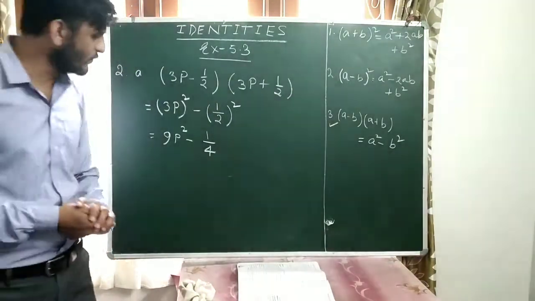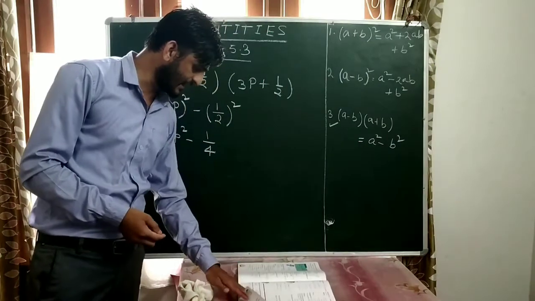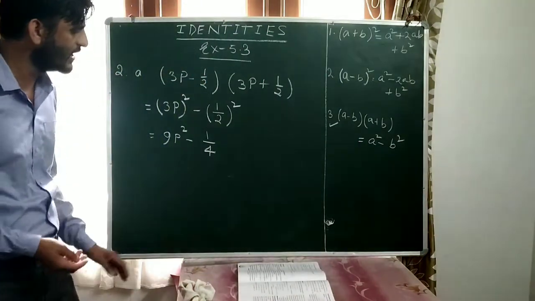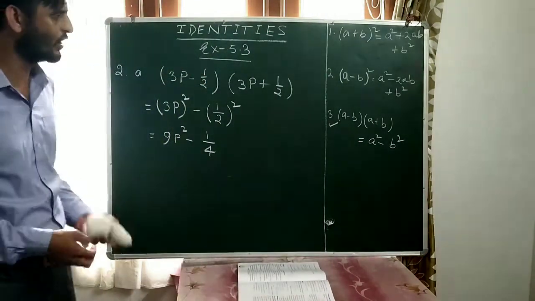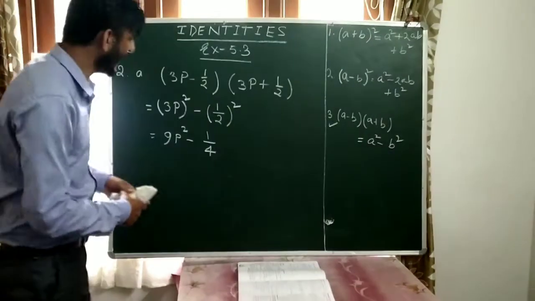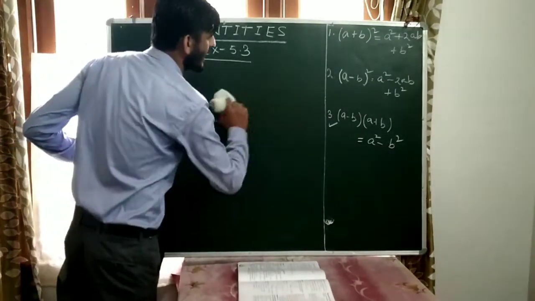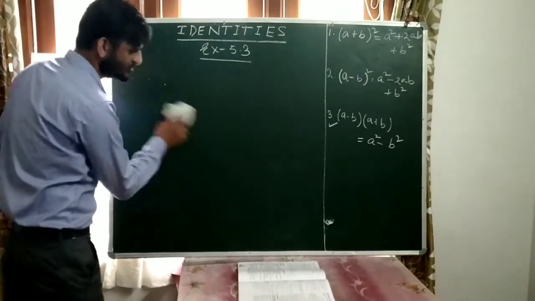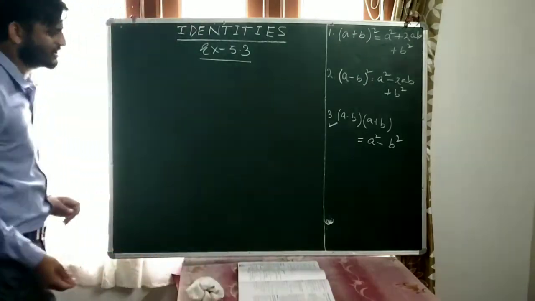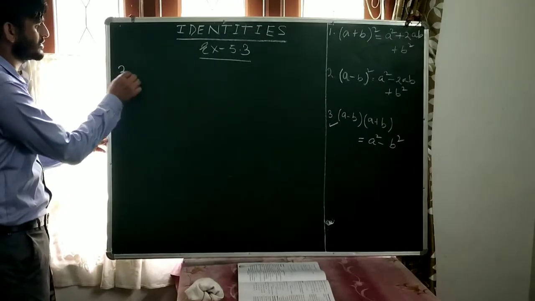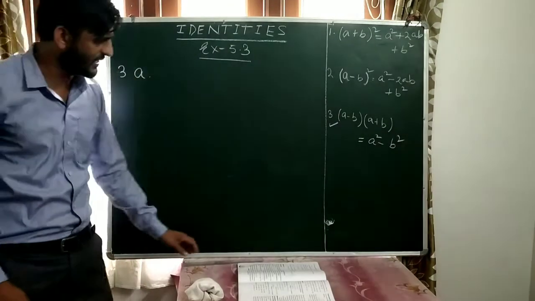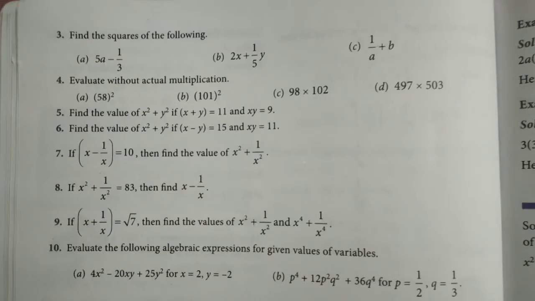If we move to the next part of the exercise, that means question number 3 and question number 4 and so on, we will see that there are so many questions that can be solved with the help of these identities. So let us try question number 3a. In question number 3a, the question is to find the square of some given expressions.